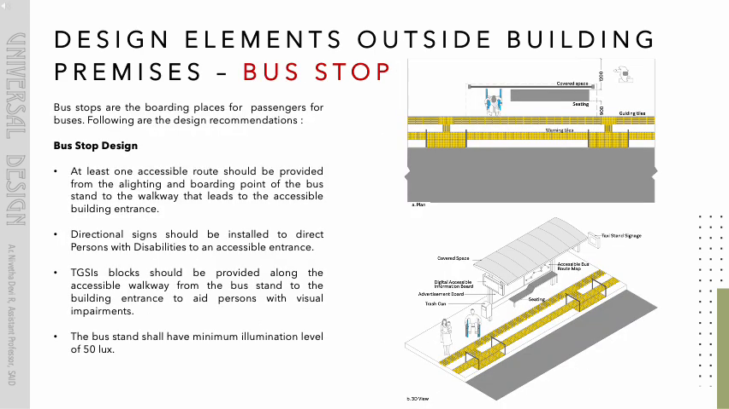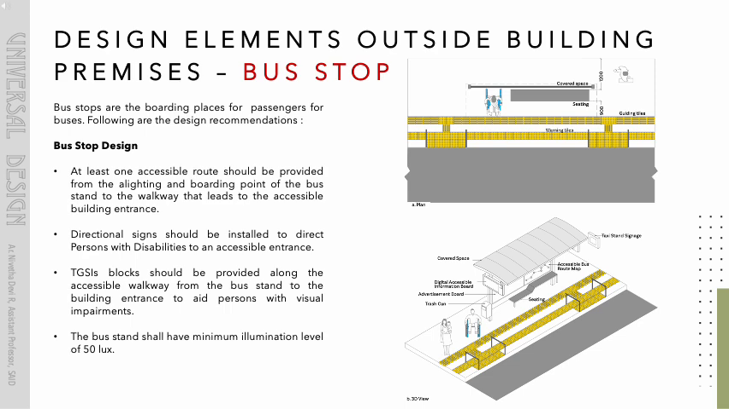Bus stop. Bus stops are the boarding places for passengers for buses. Following are the design recommendations. At least one accessible route should be provided from the alighting and boarding point of the bus stand to the walkway that leads to the accessible building entrance. Directional signs should be installed to direct persons with disabilities to an accessible entrance.